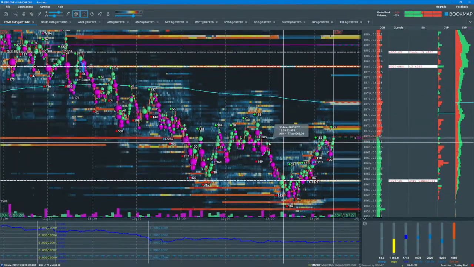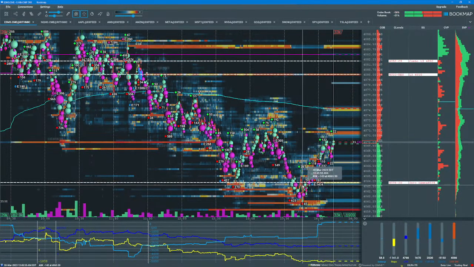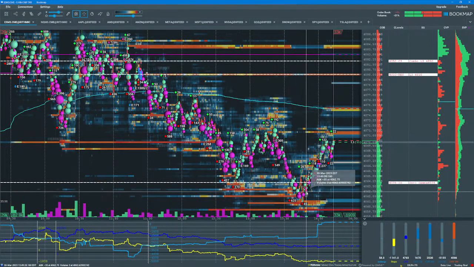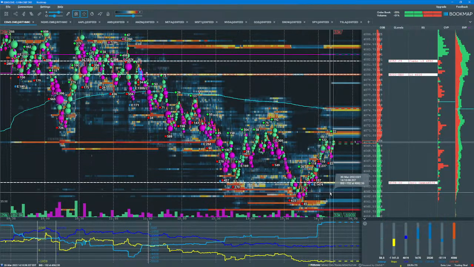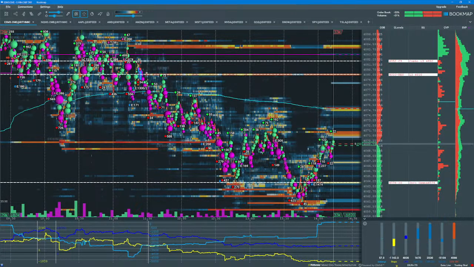And price finally made it down to the 4034 zero gamma level and a little bit below. All right, so that's a short setup in the S&P 500. Again, you can trade that in SPY, ES. Let's take a look at SPY.